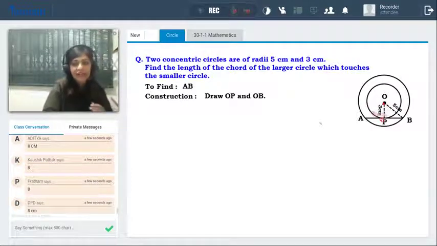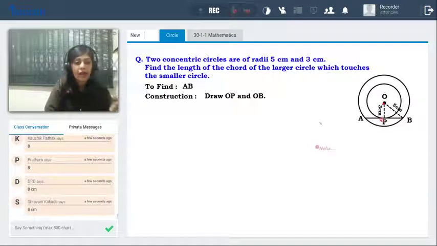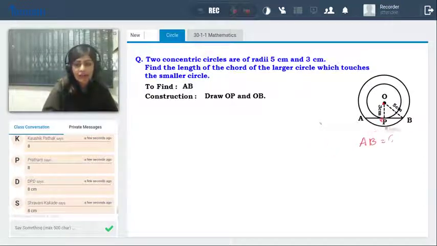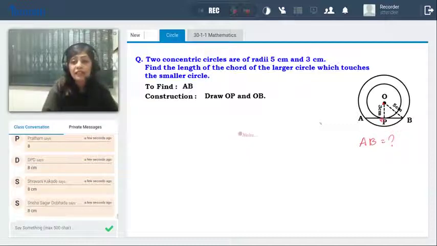Okay, a lot of people know the answer already. So quickly, let me see how we can do this sum. So we need to find the length of AB. This is our aim, to find AB. Now, students, pay attention. First thing, let's look at AB.